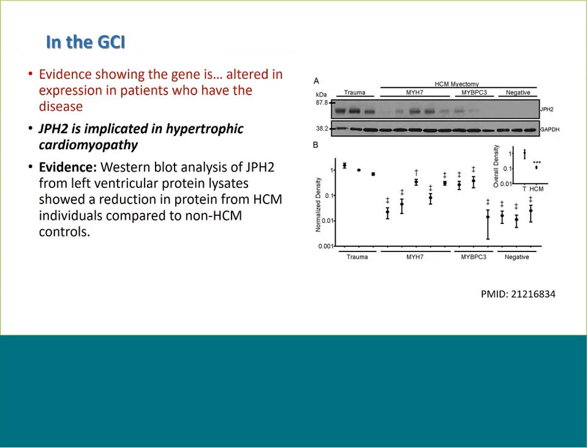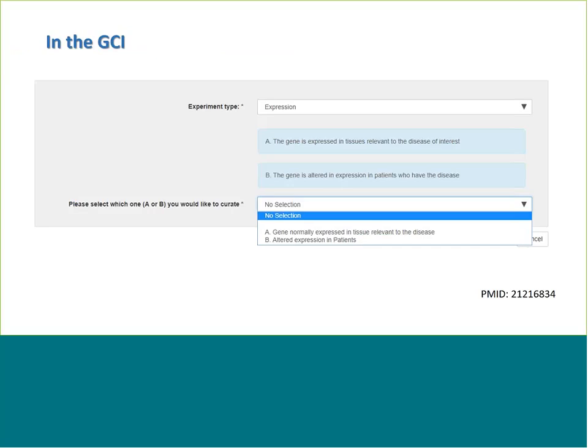Okay, great, thanks, Ben. Again, in the GCI, just a quick screenshot showing that if you choose expression section, you can either score under A, the gene is expressed in tissues relevant to the disease of interest, so that would count for my example with retinitis pigmentosa, and then for B, gene is altered in expression in patients who have the disease, so that would be the one that Jen would have picked.